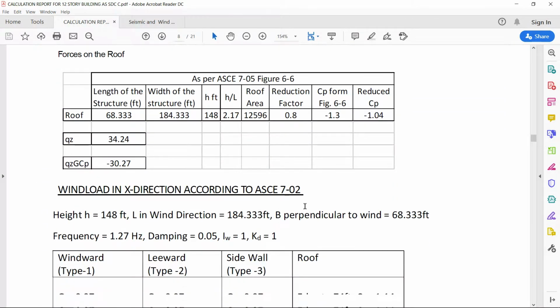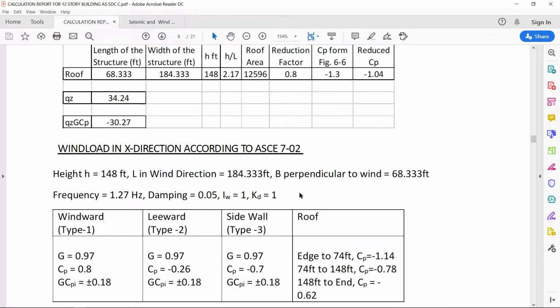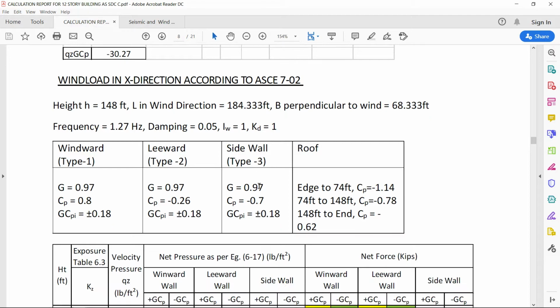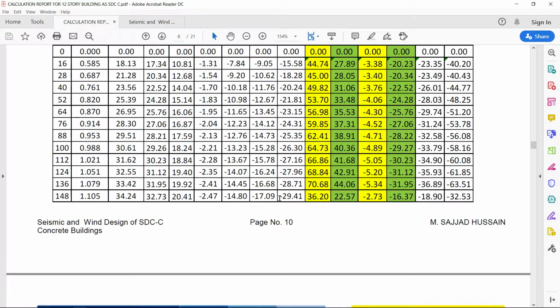Similarly, I did it in the east-west direction. So both the directions are covered over here, and I checked the values are in good agreement with the values calculated by the book.